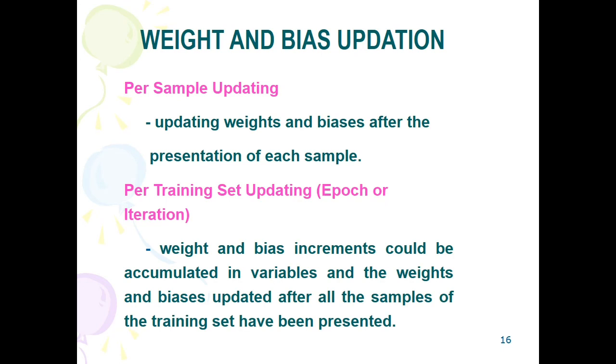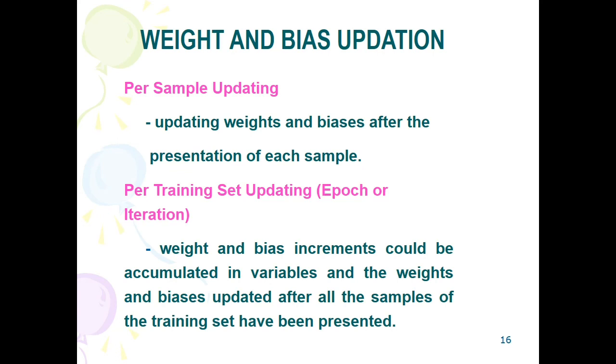Now the weight and bias updation. How are we updating the weights? We have the weights and the biases, updated after the presentation of each sample. In the training approach, the iteration is followed by the number of inputs. The weight and bias increments are accumulated in variables, and the weights and biases are updated after all the samples of the training set have been presented. So each iteration will be calculated based upon the function.